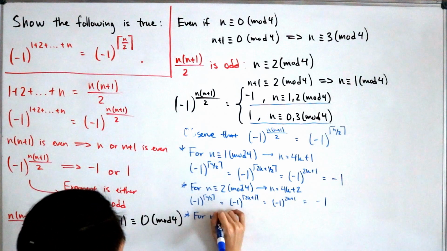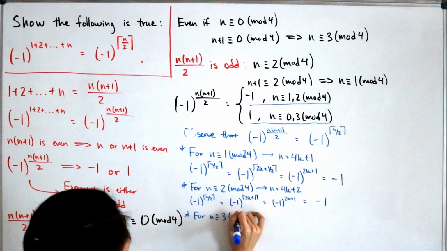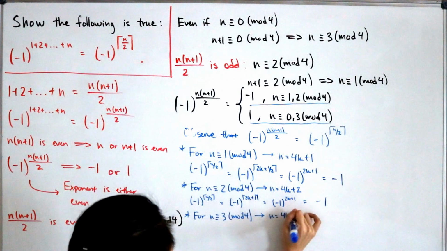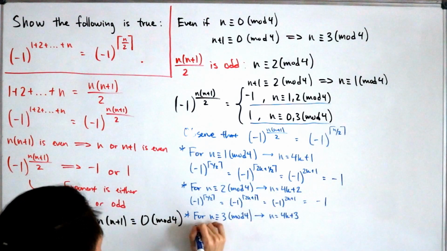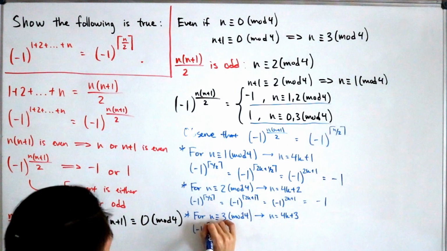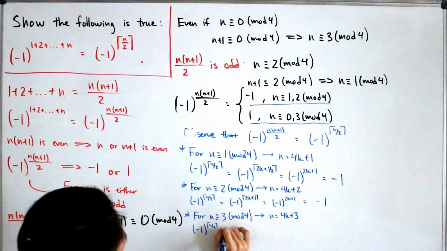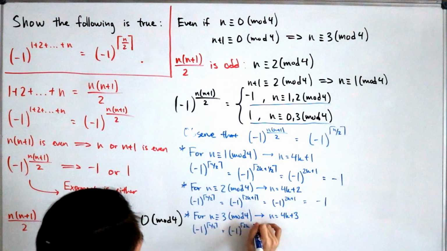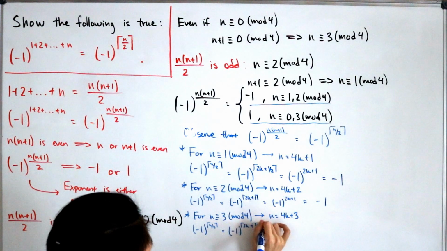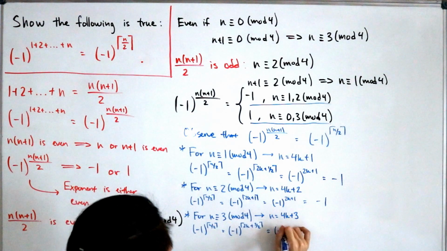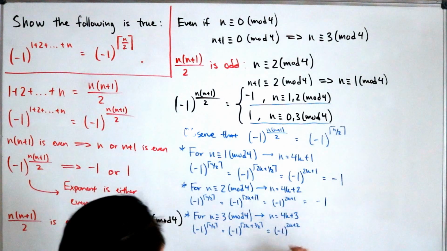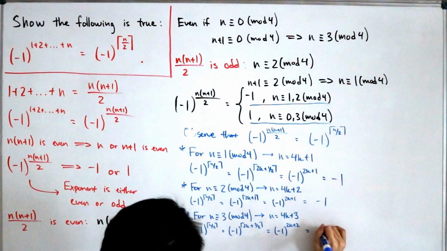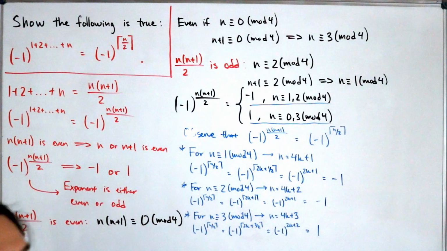For n congruent to 3 mod 4, we let n equal 4k plus 3. Plugging this back in, negative 1 to the ceiling of n divided by 2 is equal to negative 1 to the power the ceiling of 2k plus 3 over 2, which is just negative 1 to the power 2k plus 2. This is an even number, so negative 1 to the power of some even number is going to equal 1. And so the last case is going to be a simple one.